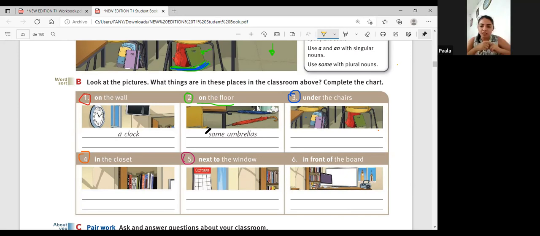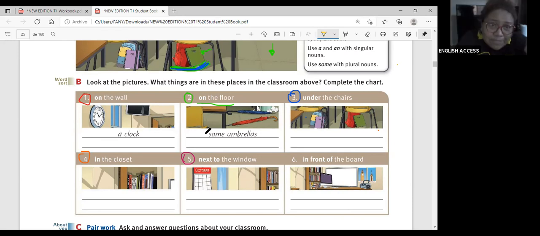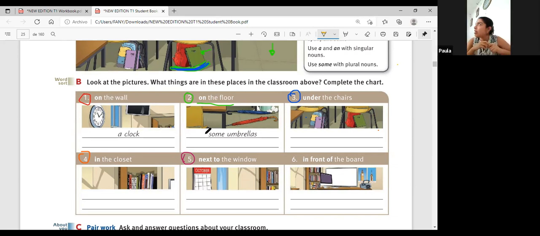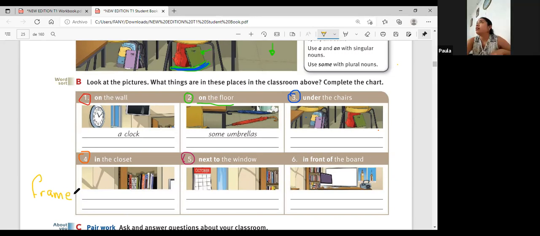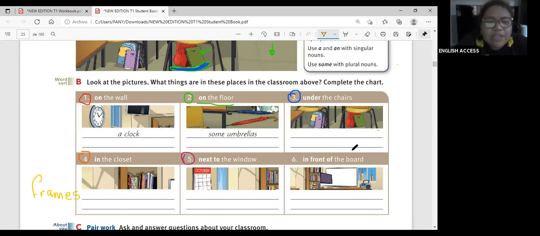Cuadros, ¿cómo se dice? We can call them frames. Frames, yes. Some frames. What else? So that's it. Okay, good. Audia, what is on your wall?